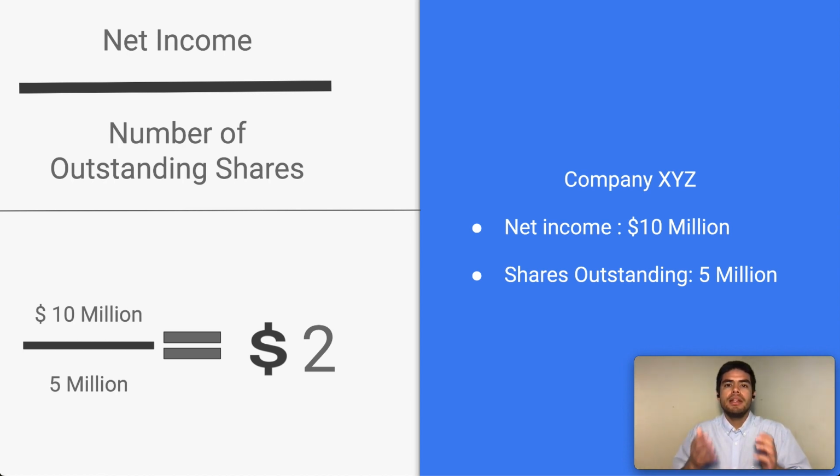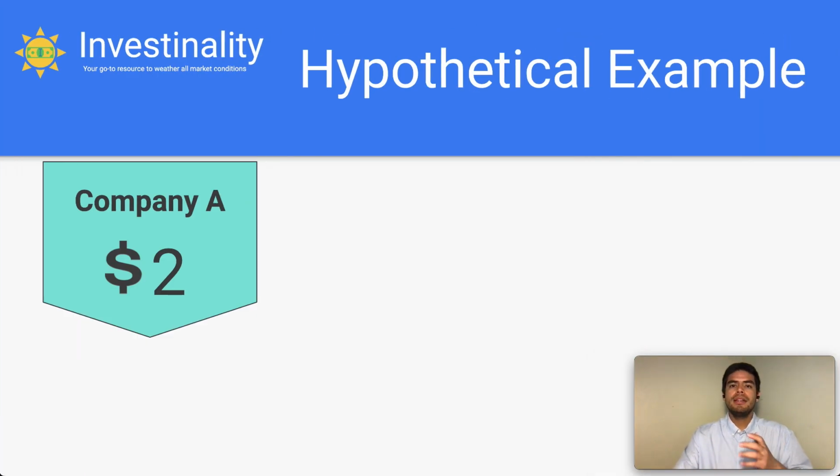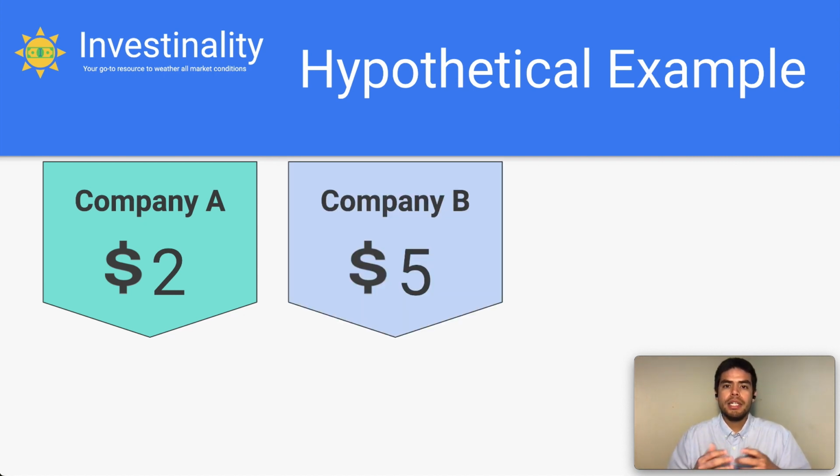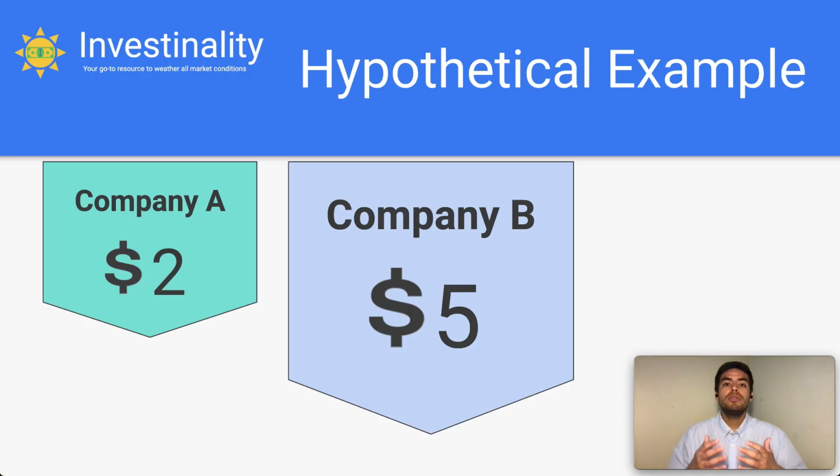Now what does this really mean? This means that on average, this company is making $2 in profit for every single share of its stock. Now, why would this be useful to know? Well, let's look at a hypothetical example. So let's consider company A, which has an EPS of $2. On the other hand, we have company B, which has an EPS of $5. Although it might not seem like that big of a difference, company B is actually making more than 2 times as much as company A. All else being equal, this makes company B a more enticing investment option as compared to company A.